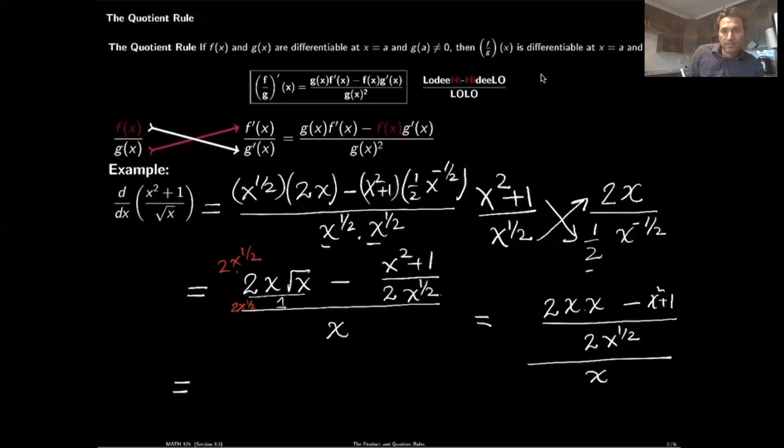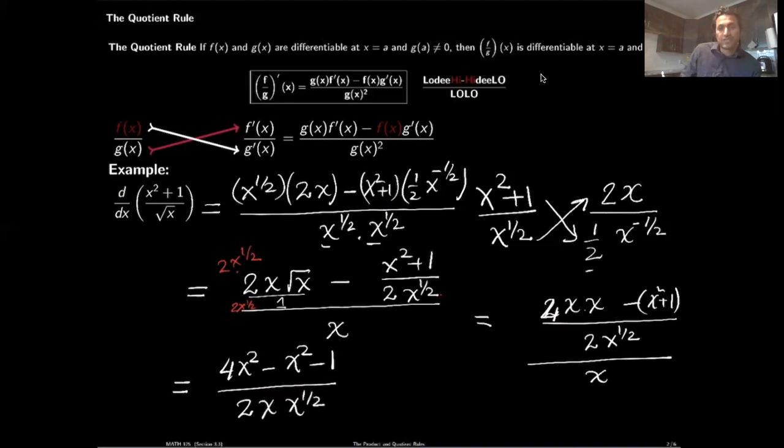Then on the next line, this will become 4x squared minus x squared minus 1. The entire thing is divided by 2 times x to the power 1/2. Because there is an x in the denominator, it will multiply by 1 over x to that quotient. So this will become 3x squared minus 1, and the whole thing is divided by 2x square root of x. So this is your final answer for this problem.